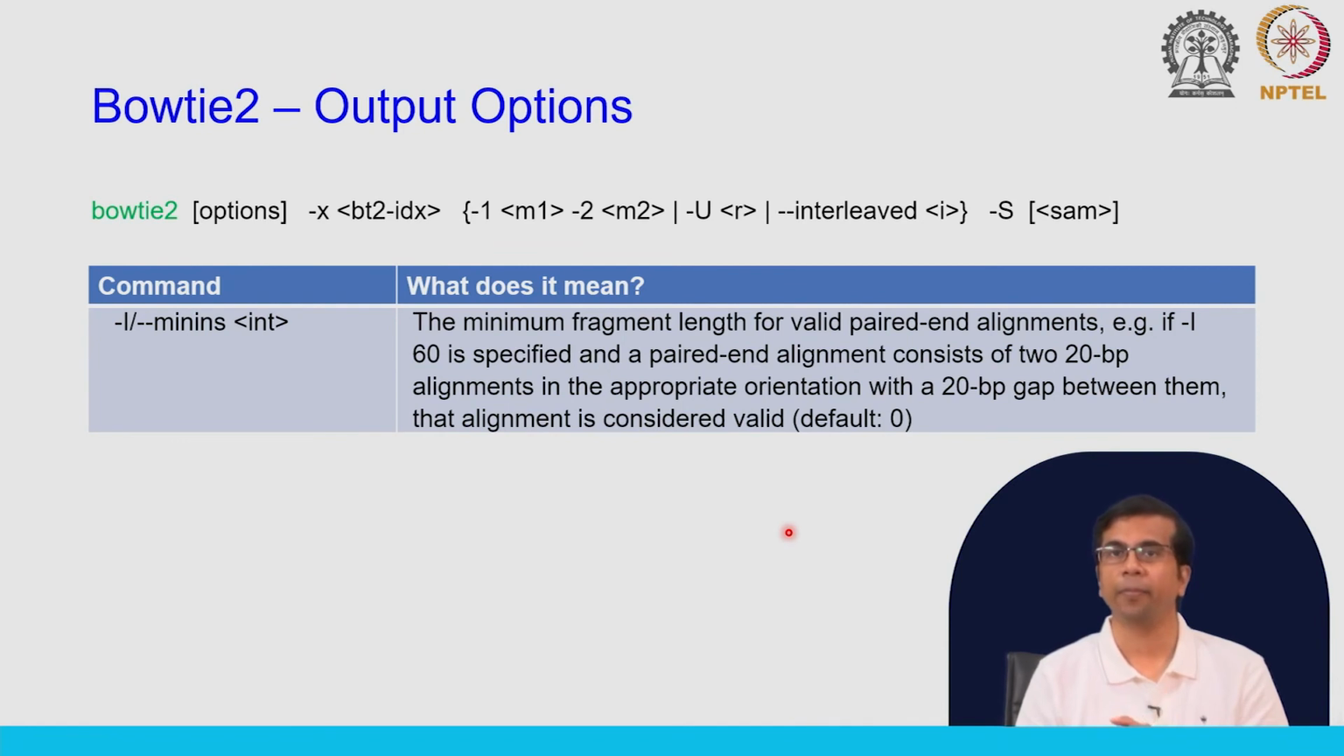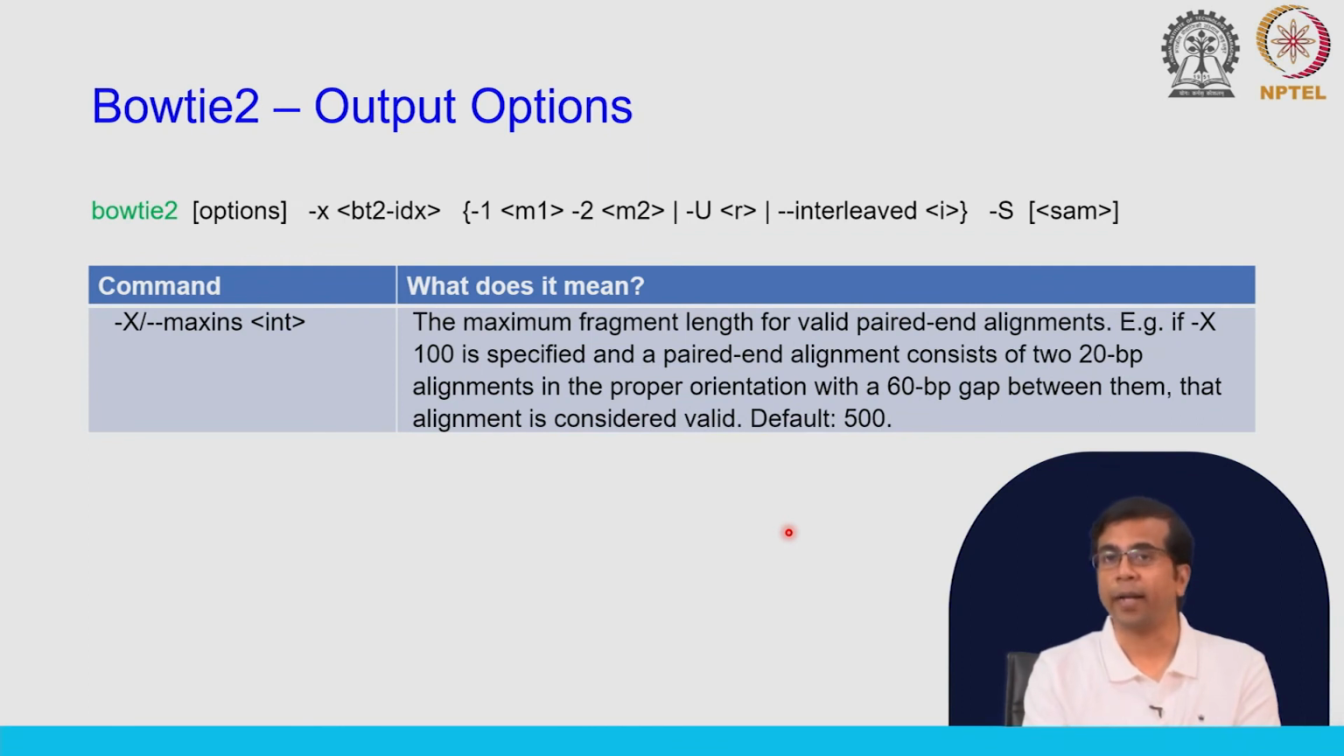Okay. So, let us say you have 2 paired end reads, with a 20 base pair alignment for both in both directions, and you have a 20 base pair gap between them. This will be considered a valid alignment. The default value is 0, so we do not usually impose any minimum fragment length, and we usually would not change this either.